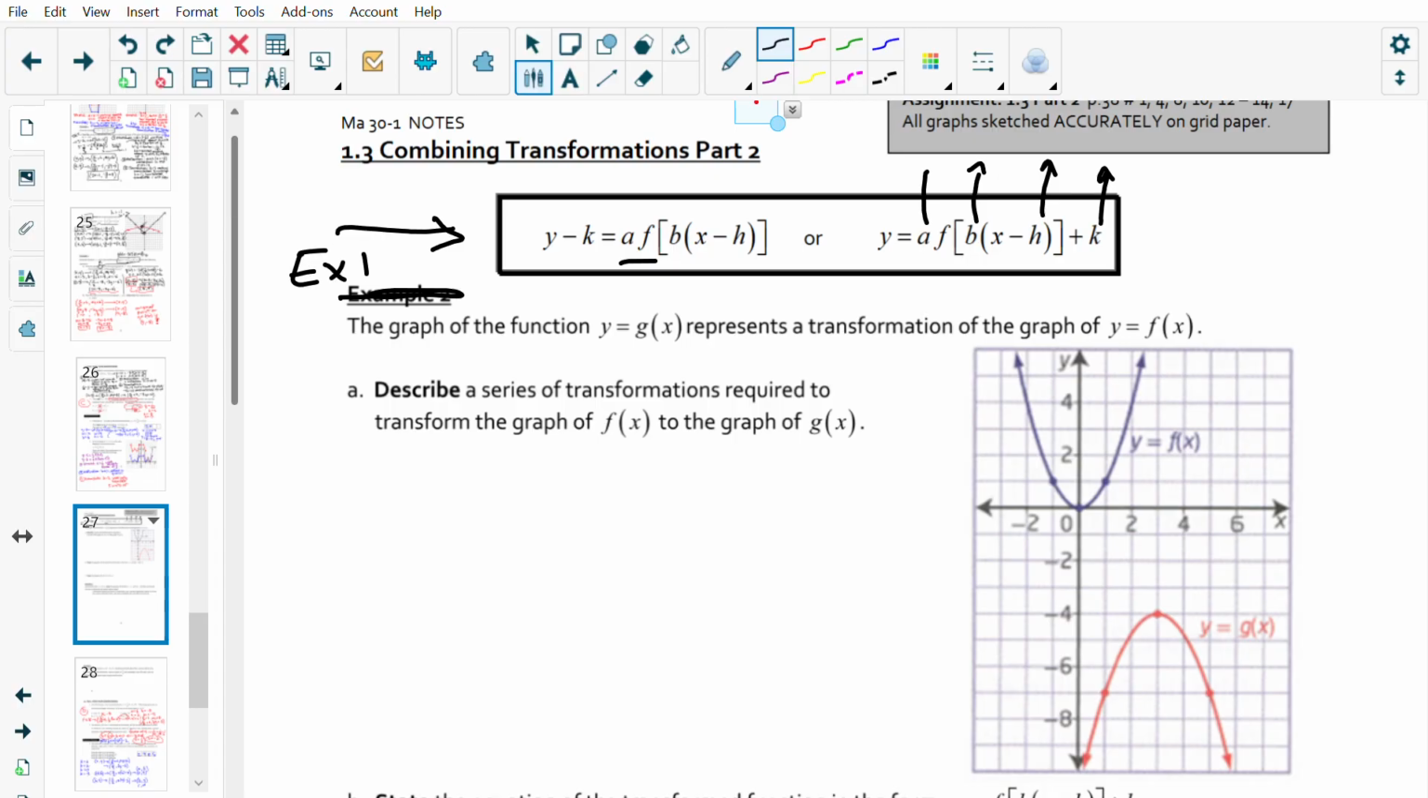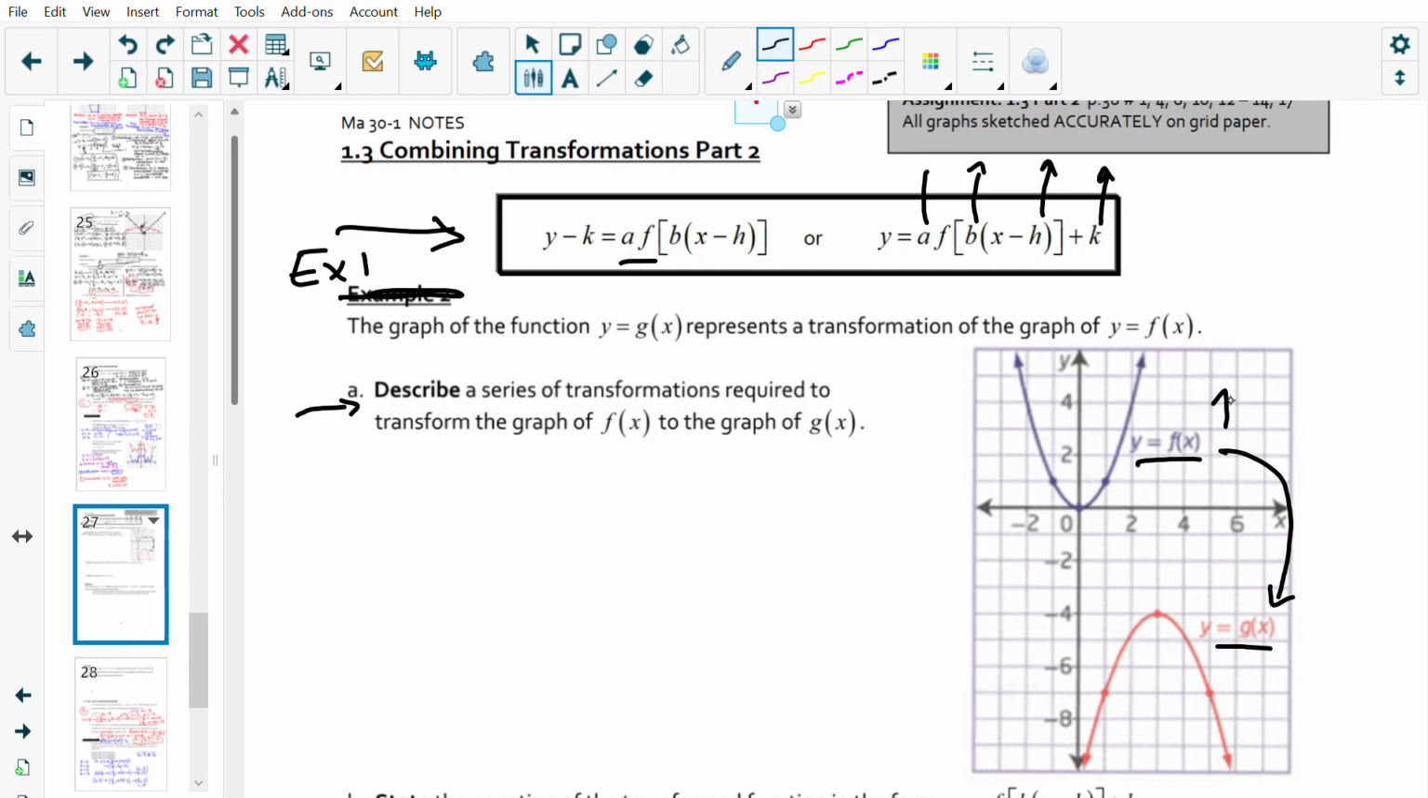Example 1. The graph of the function y equals g of x represents a transformation of the graph of y equals f of x. So here's f of x, here's g of x. This is probably one of the most challenging problems: I give you two graphs, one original, one transformed. What are all the transformations that take place to get from the original graph to the transformed graph? Challenging problem, but you can do it, definitely. Describe a series of transformations required to transform the graph of f of x to the graph of g of x.